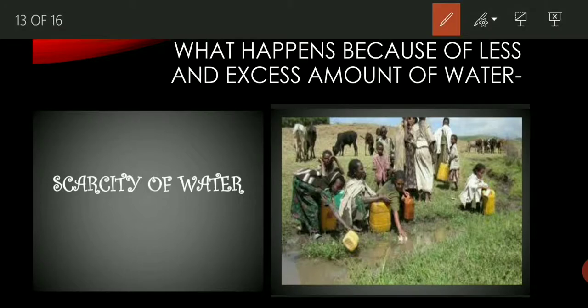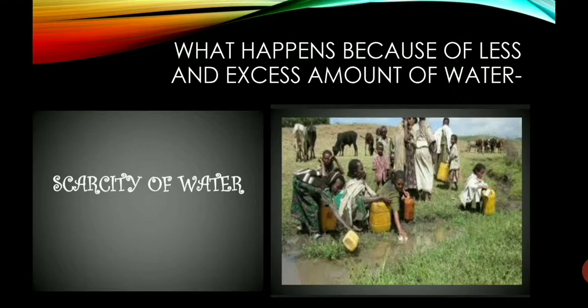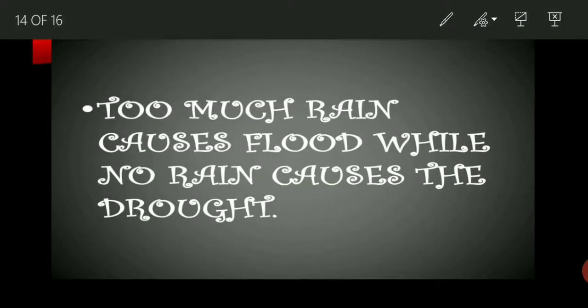Now, the another point we are going to study is what happens because of less and excess amount of water. Students, as you have read already, water is very important for us, and you have read about the sources of water also. So just think, if there is less amount of water on the earth, what condition will there be? And if water is present in a very large or excess amount on the earth, then what condition will happen?